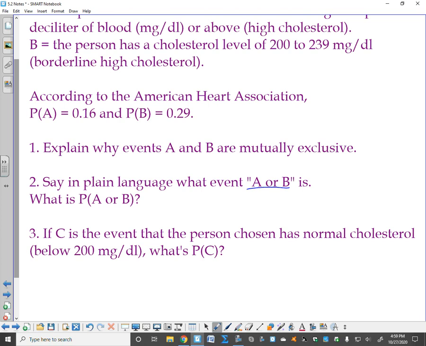What is the probability of A or B? Okay. So the probability of event A or B, there they are, is going to be, now you can't just poof, you can't pull out a number, the probability of A plus the probability of B, which is 0.16 plus 0.29, which is 0.45.